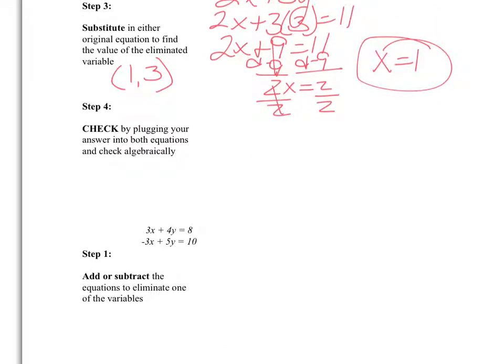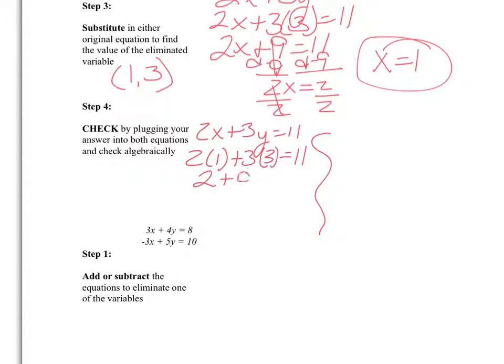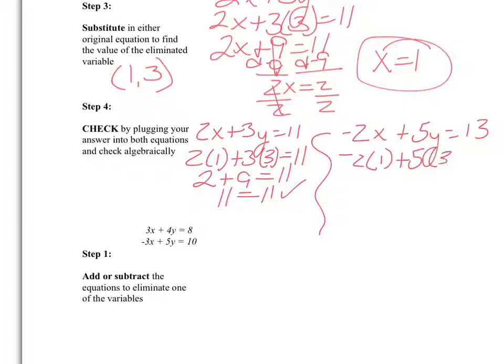Final step, just like normal, we're going to check back in the original equations. So 2x plus 3y equals 11. 2 times 1 plus 3 times 3 needs to equal 11. 2 plus 9 needs to equal 11, and 11 does in fact equal 11, so the answer checks. Checking it in the second equation, negative 2x plus 5y equals 13. Negative 2 times 1 plus 5 times 3 needs to give me 13. Negative 2 plus 15 needs to give me 13. 13 gives me 13, and my answer checks.